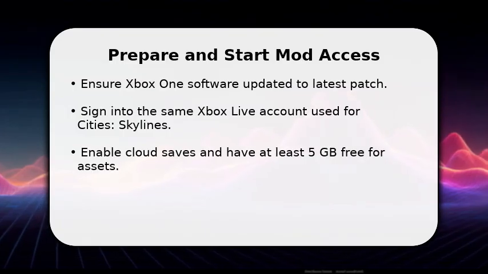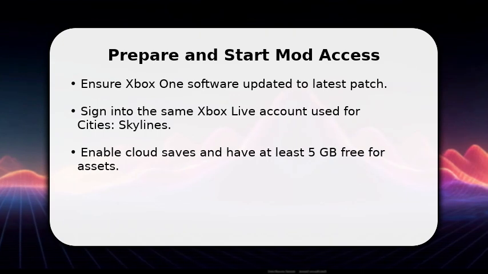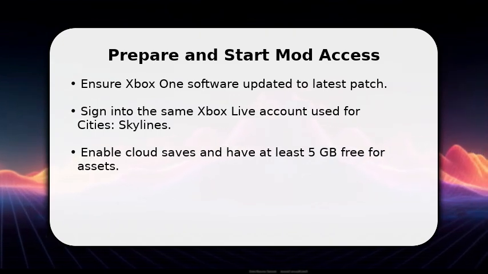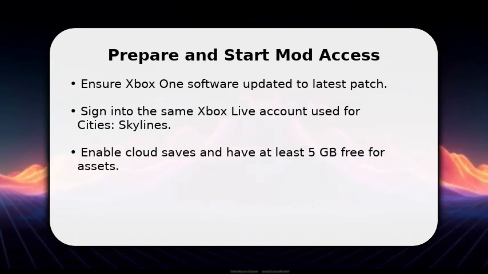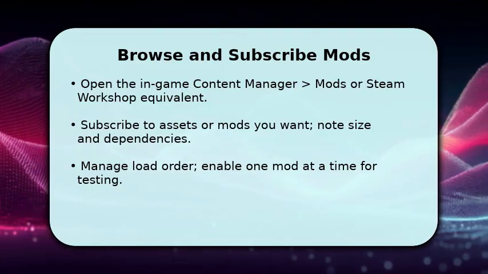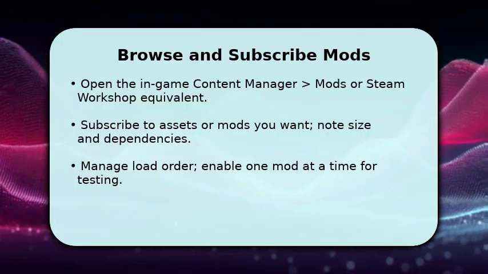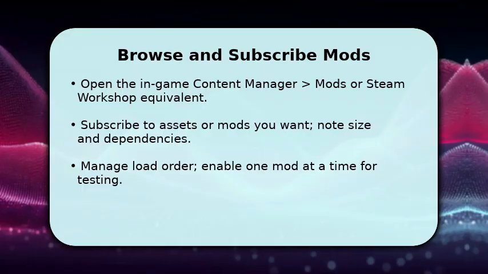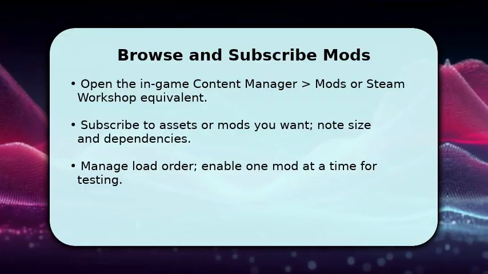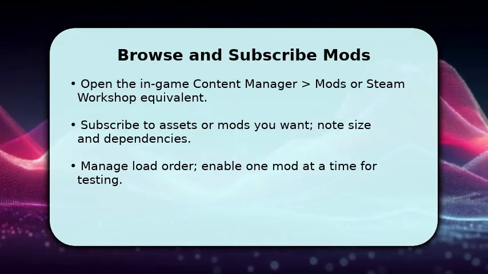Now navigate to the Game Hub and open the Content Manager. This is where you will start importing community content and turning on mods for specific save files. You now use the Content Manager to browse available mods and assets. On Xbox One, that means the in-game browser of community content. Subscribe to individual items you want, paying attention to file size and any required dependencies because missing dependencies break behavior.